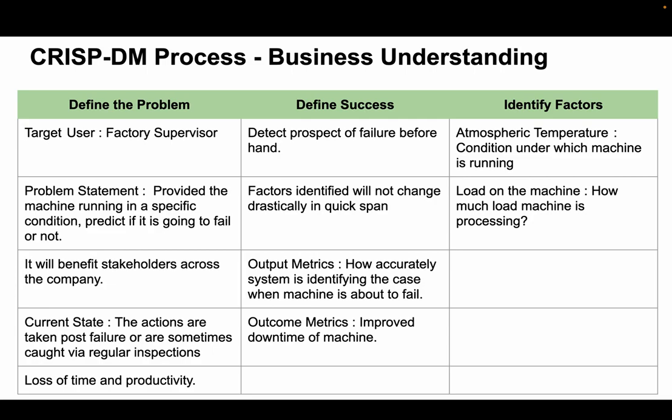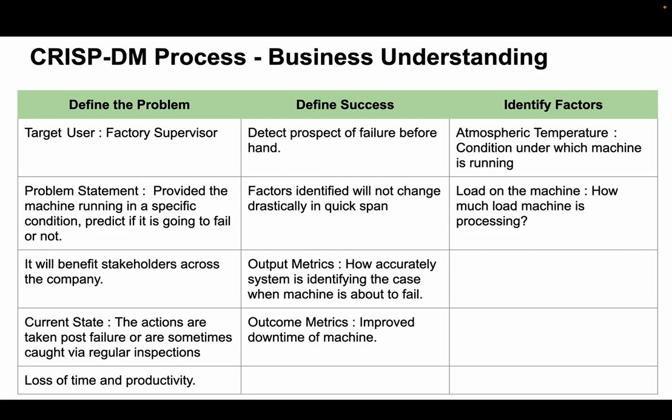Now the success criteria, or the defined success, would be to predict the failure beforehand. Factors identified will not change drastically during a quick span. That is the assumption that I'm making. The output metric will be how accurately the system identifies the case when the machine is about to fail. And the outcome metric could be improved downtime of the machine.